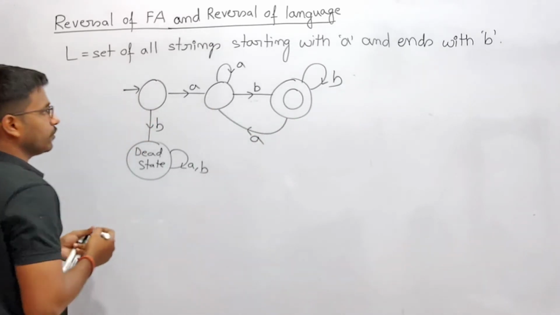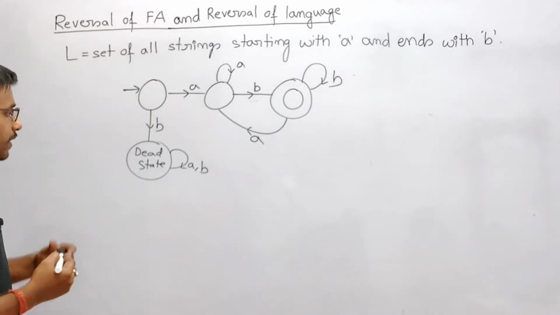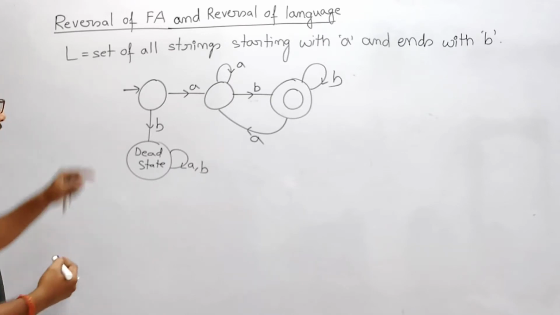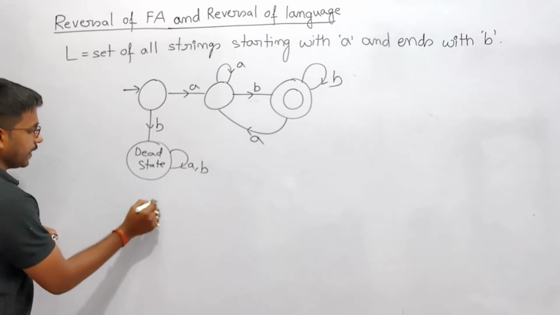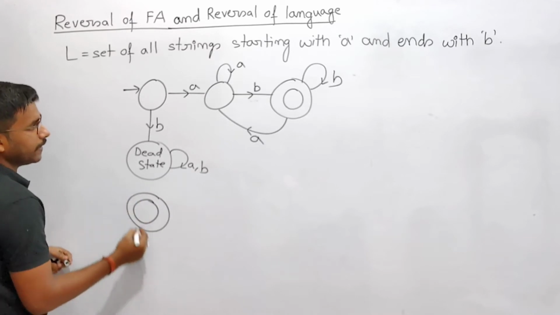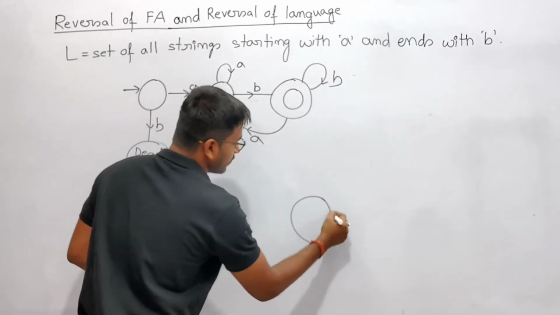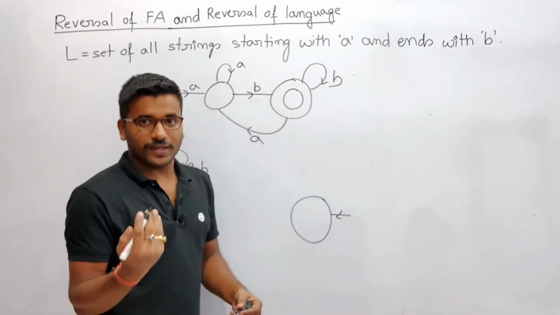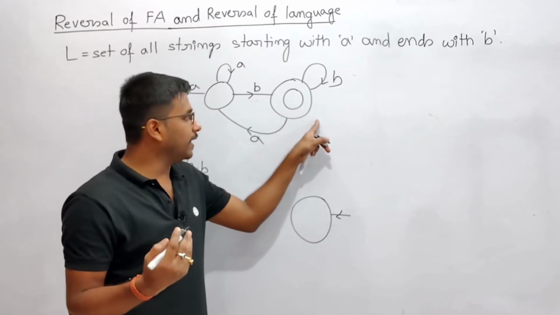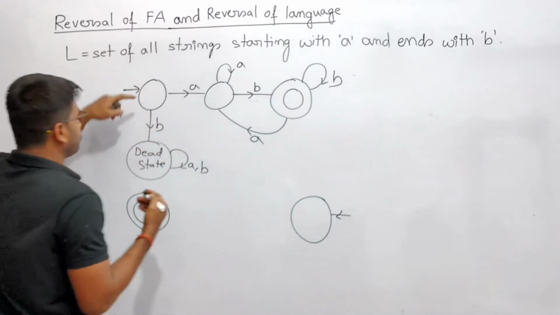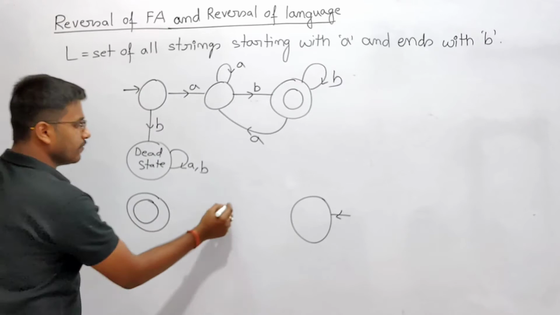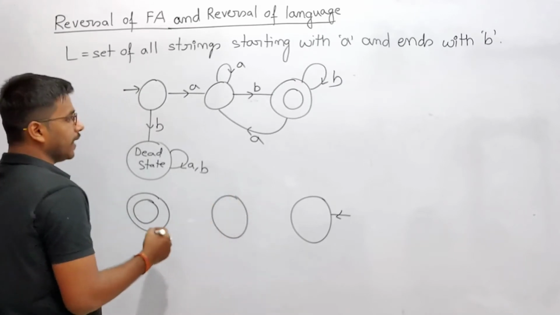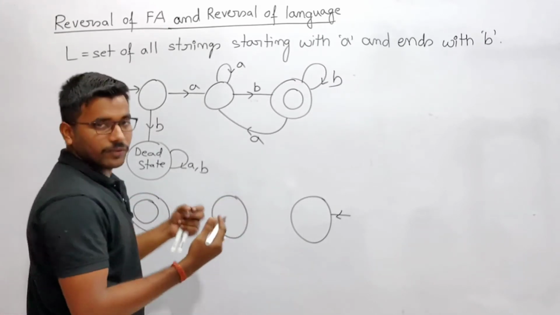Now for this we have to make the reversal. So in reversal what do we have to do? We have to make the initial state the final state, and the final state the initial state. See, we are doing the reverse. So I am making the final state initial and the initial state final, and the rest will remain the same. And if there is a transition, we will change the transition.